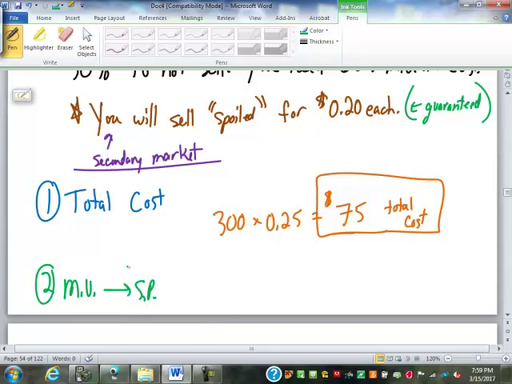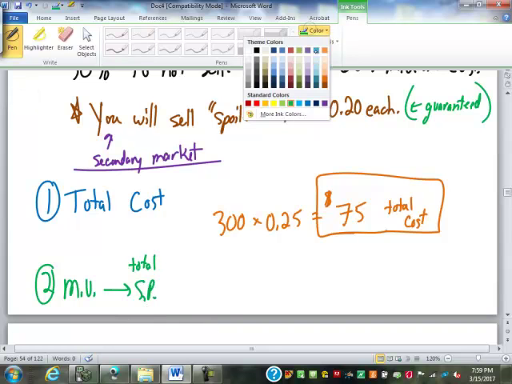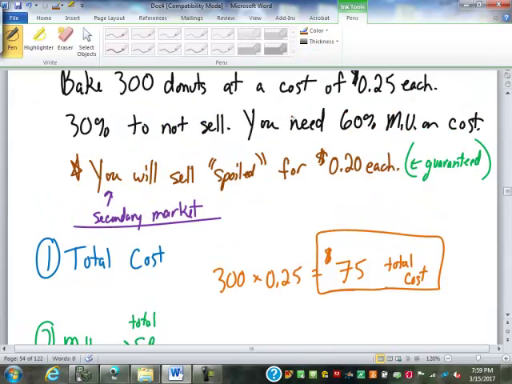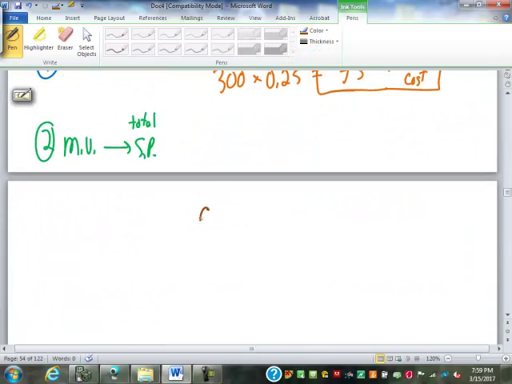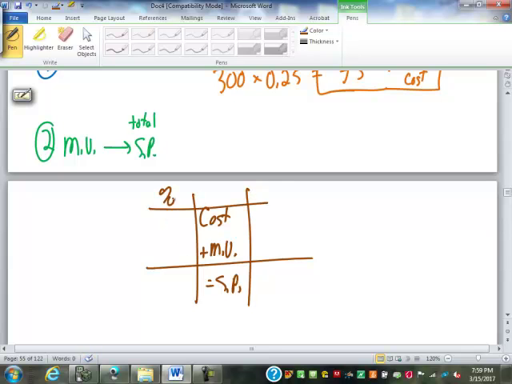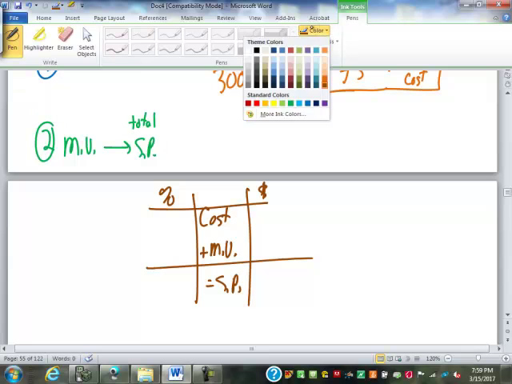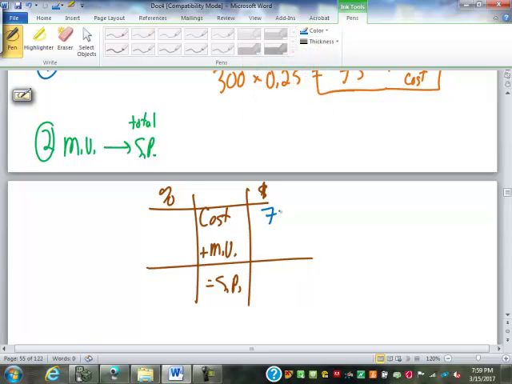Use our markup to find our total selling price. This is a 60% markup, right? Yep. So we know we have a $75 total cost. We know we require a 60% markup. And it's on cost, so 100% goes with the cost. So, selling price is 160%.